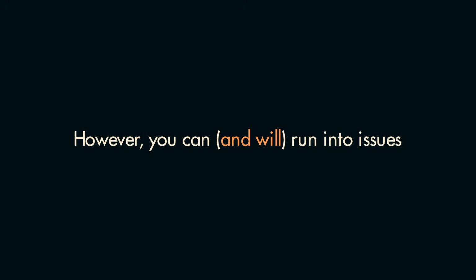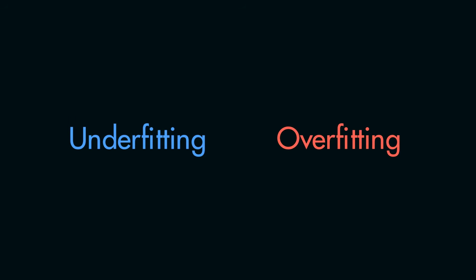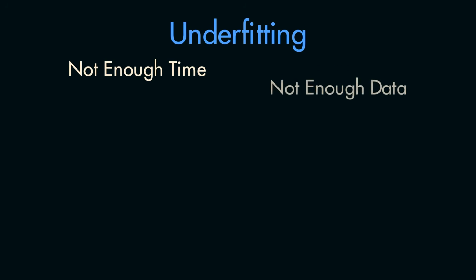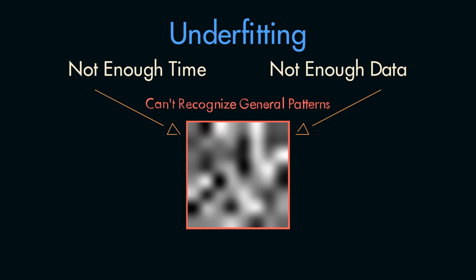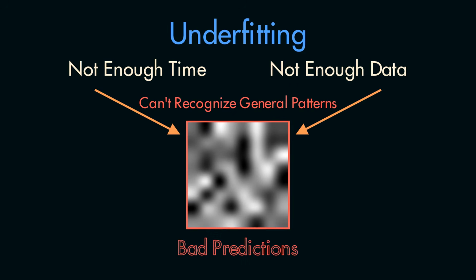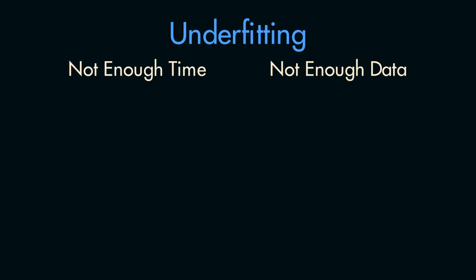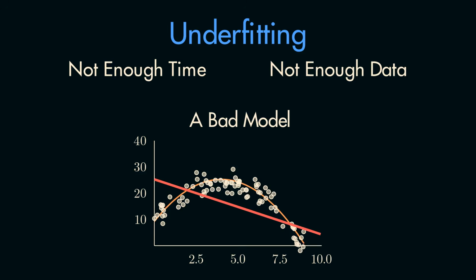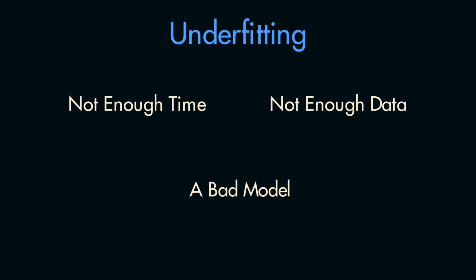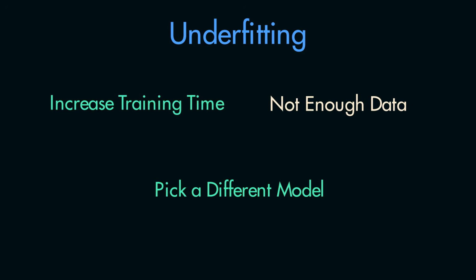Two of the most common problems are underfitting and overfitting. Underfitting usually occurs when your model hasn't had enough time or data to train with, and, as a result, it cannot pick up on the general patterns needed to make accurate predictions. It can also be the result of a mismatched model, say, trying to fit a line to data that is in reality distributed along a quadratic. You can generally resolve this problem by picking a different model, increasing the amount of time or iterations the model trains for, or using more training data.